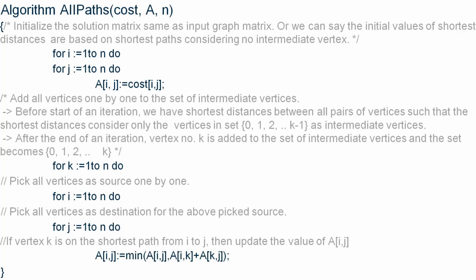This means we include k as the intermediate vertex and find the distance if we trace the path with the help of k. And whichever value is the minimum returned becomes the final value of A[i][j]. So we have to apply all of this on all pairs of vertices.